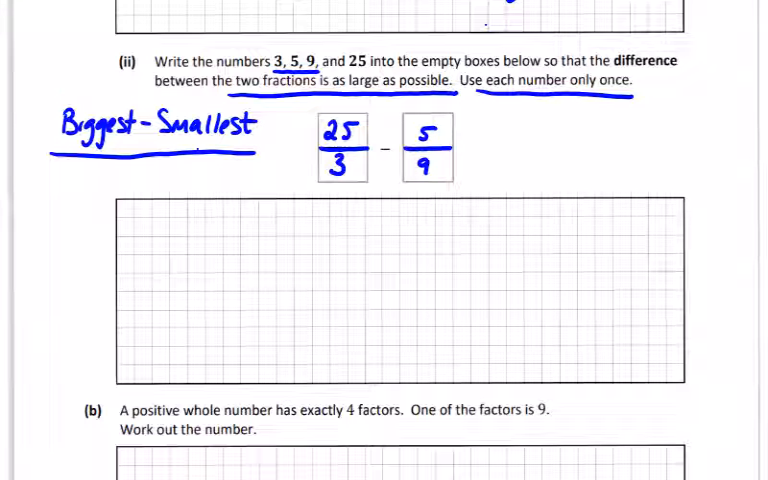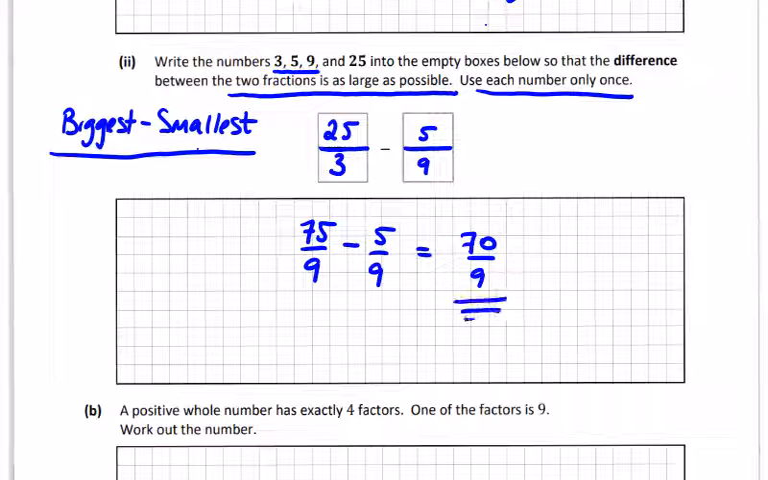And that will be the smallest, the biggest minus the smallest. It doesn't even ask us to multiply this out, so we can leave it like that, but it will be 75 over 9 minus 5 over 9, which will be 70 over 9 if we include the top heavy fractions here.